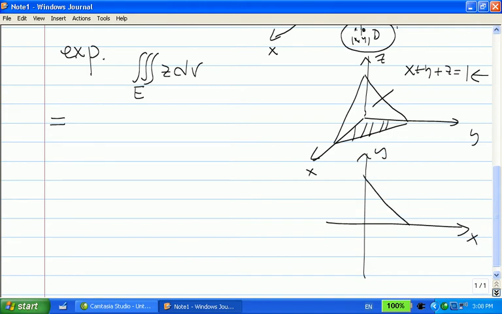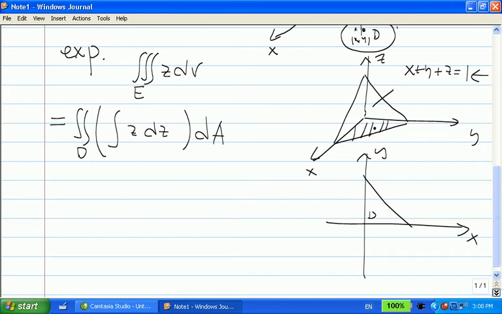You got a triangle like that. That's our D. So this can be written as a double integral, and then you have dz, then you have dA. Now the question: what is the restriction for z?